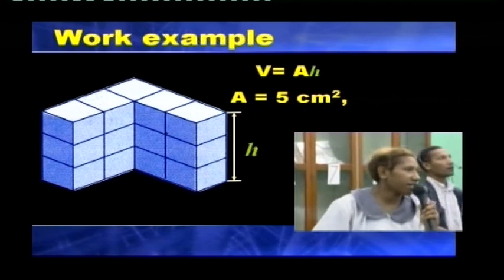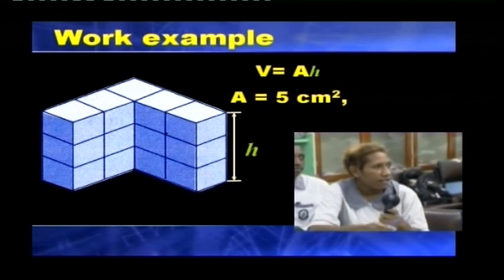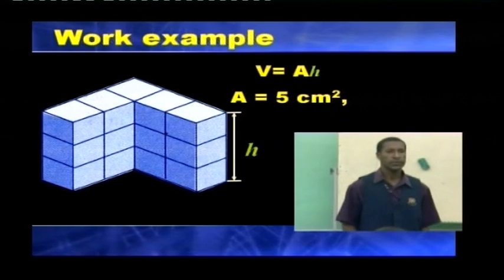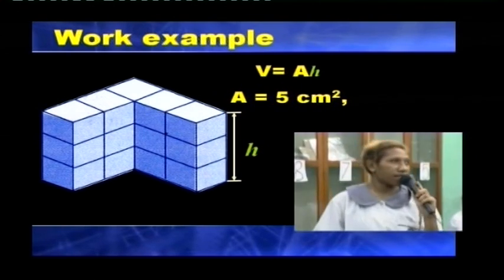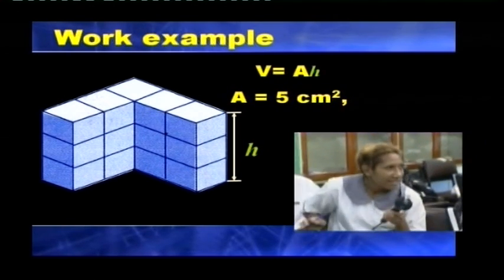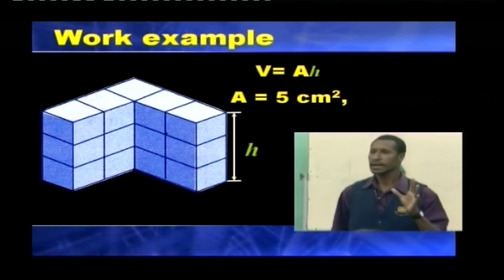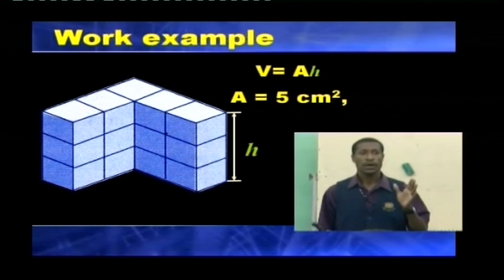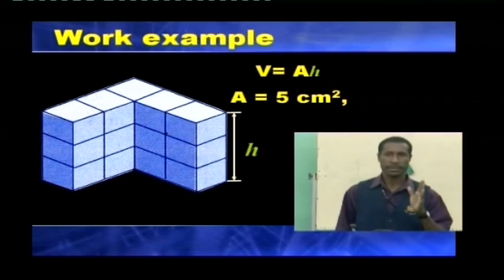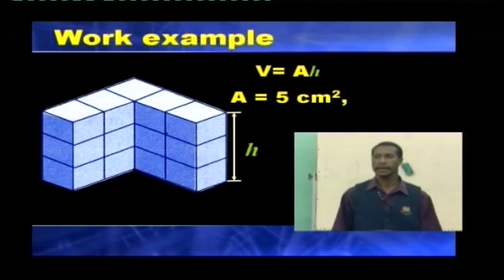Five cubic centimeter. Sorry, come again? 5 cubic centimeter. Okay. Evelyn says 5 cubic centimeter. Any other different answers? What is the height of the prism? The area has been given.